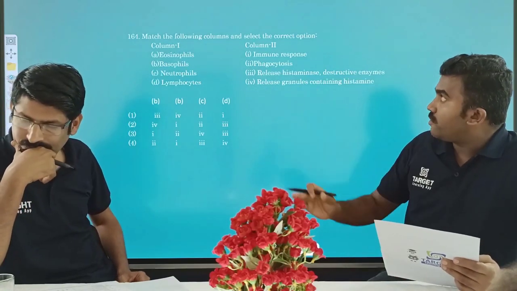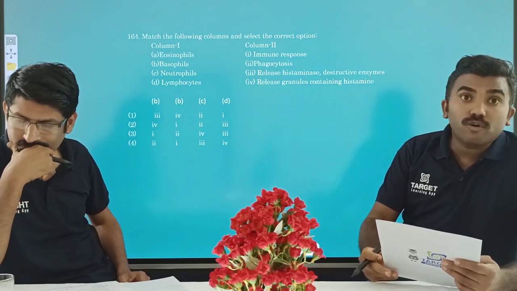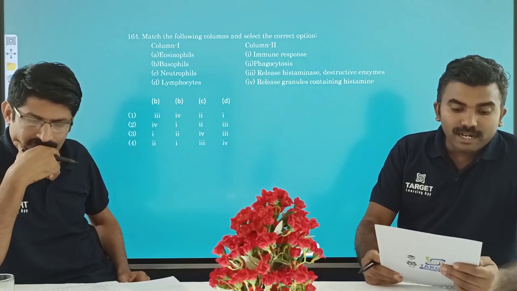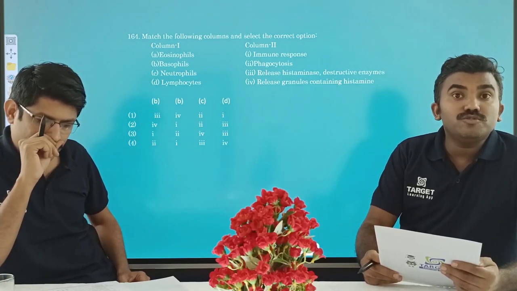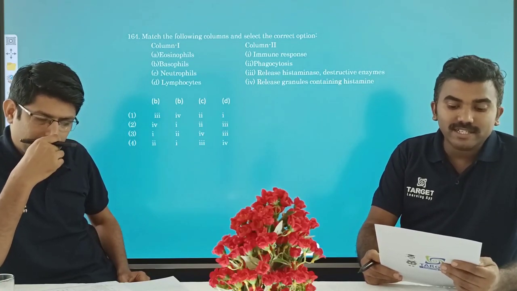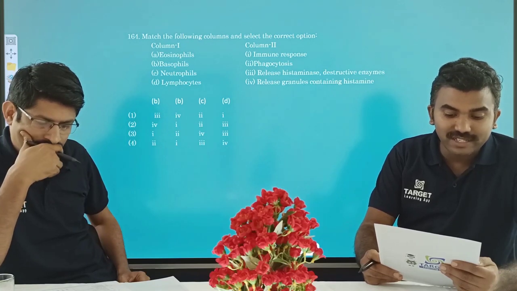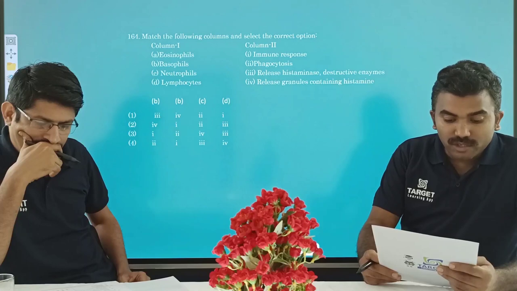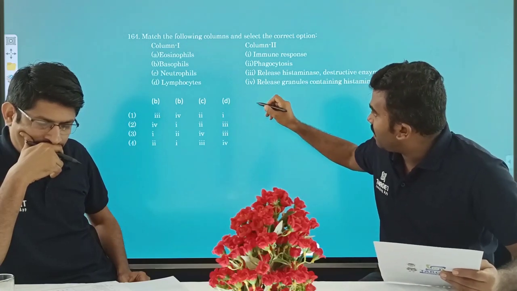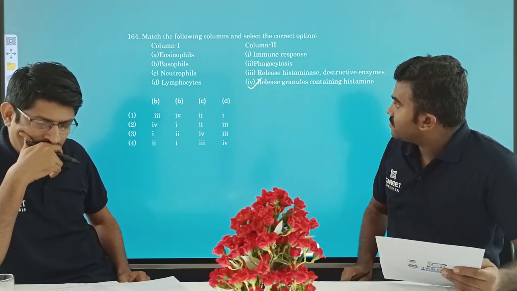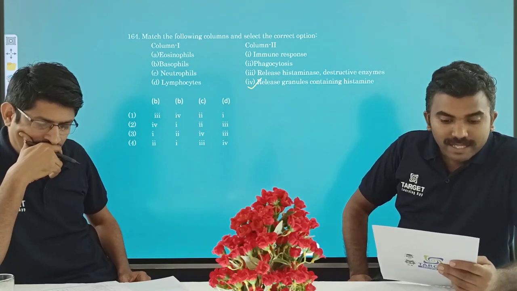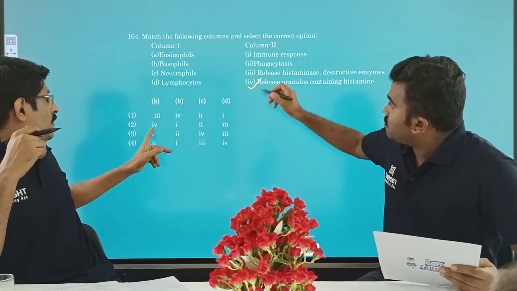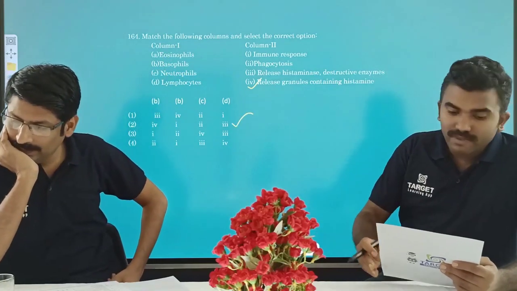Next one. This question is also match the following columns and select the correct option. This was asked from the chapter Body Fluids and Circulation. On page number 279, it is written that eosinophils release granules containing histamine. So A is option four, A4, with only one option. Then basophils, A4. So the second option is the correct answer.